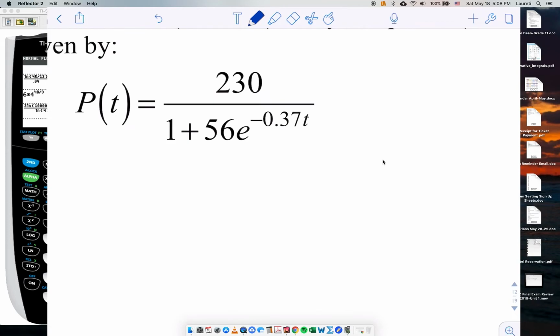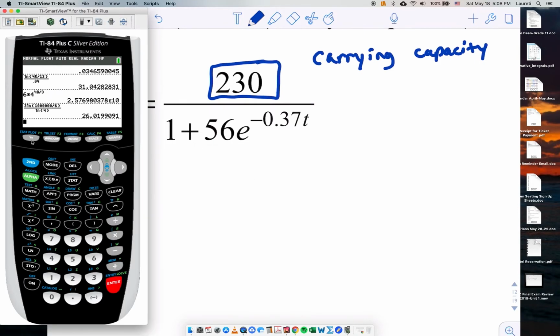Remember this number here at the top, that's your carrying capacity for this. All right, so the population is not going to go above that. So that should help you when you type it in. So you're going to go to your calculator now. You're going to go to y equals, get rid of anything that's there, and then type in the equation. So 230 divided by 1 plus 56 e to the negative 0.37x.